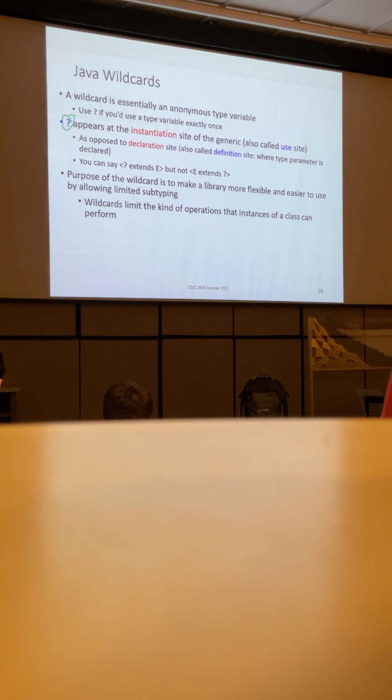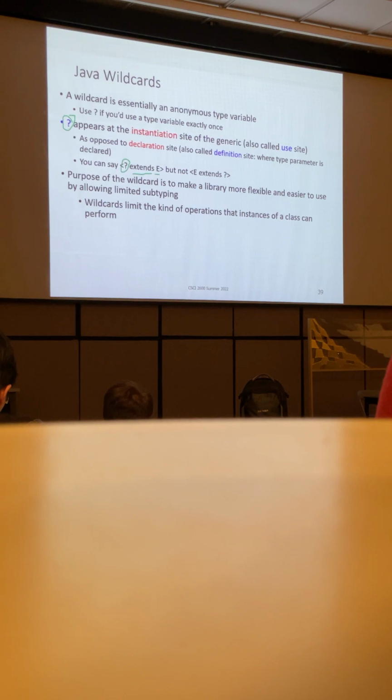So when we are instantiating a type, we can specify question mark extends E, for example, or question mark super E. Unlike bounded types, it can go both ways. It can use extends or it can use super. So basically, what we represent with this question mark is an anonymous type variable. So we're saying this is some type that extends E or that is a superclass of E.